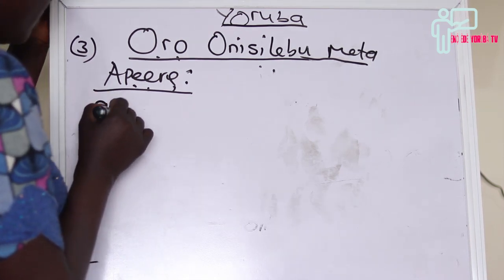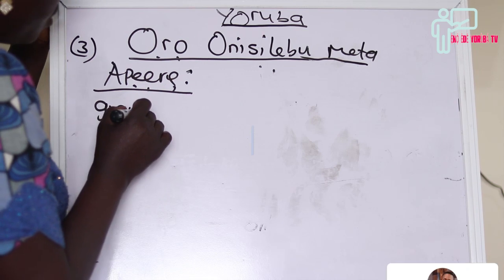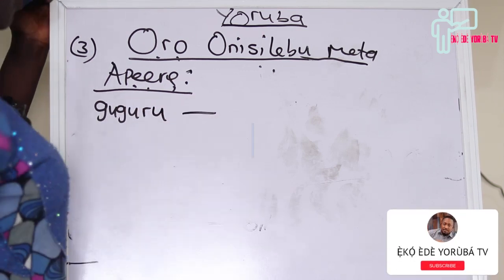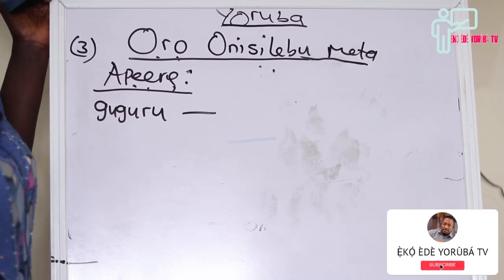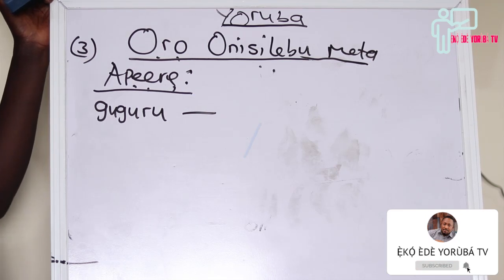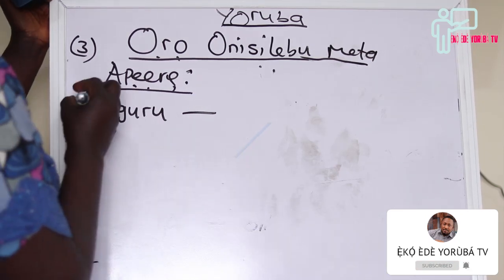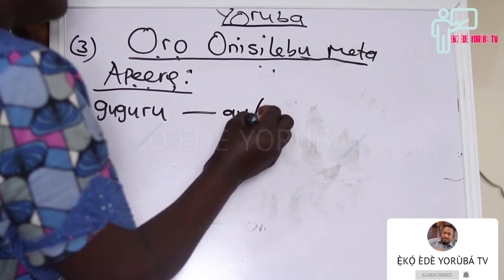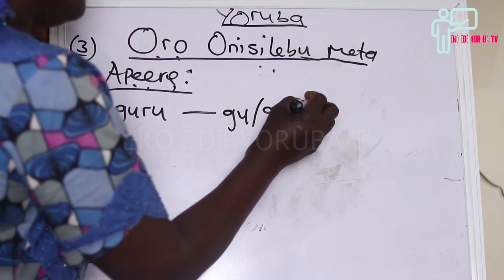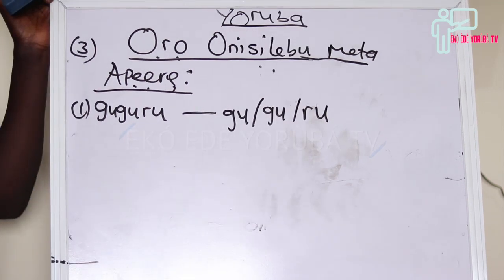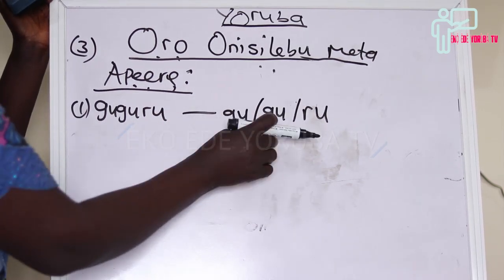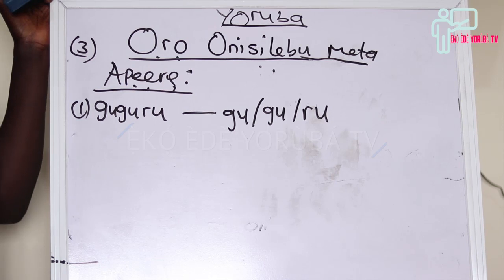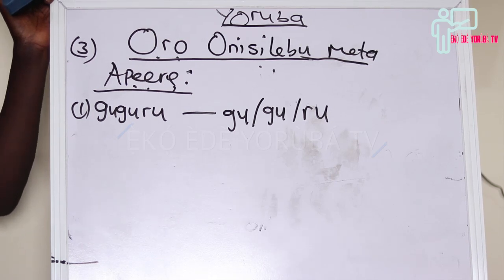Gúgúrú. What do you mean by gúgúrú? Popcorn. Gúgúrú. We want to divide it. Number 1, number 2, number 3. Gúgúrú, popcorn.